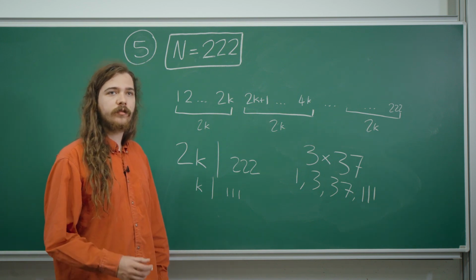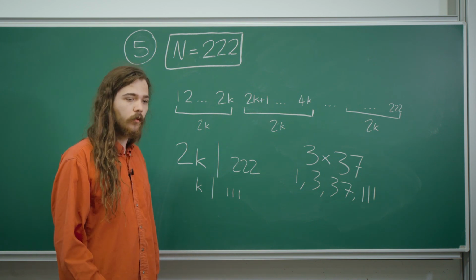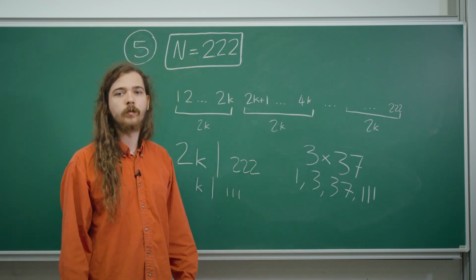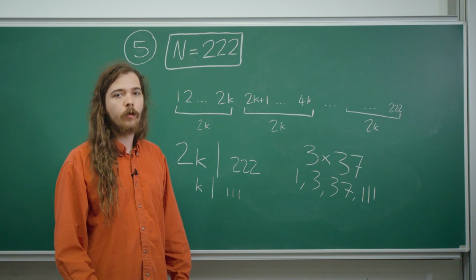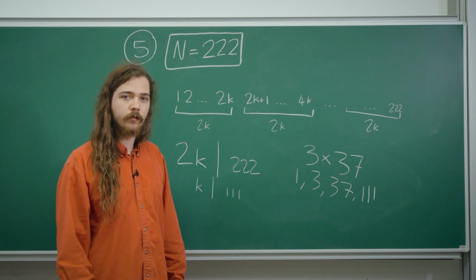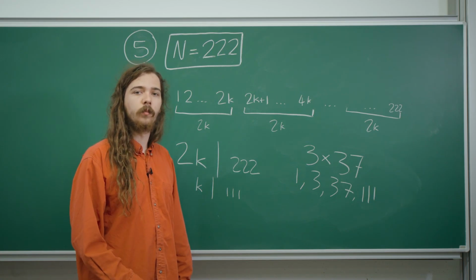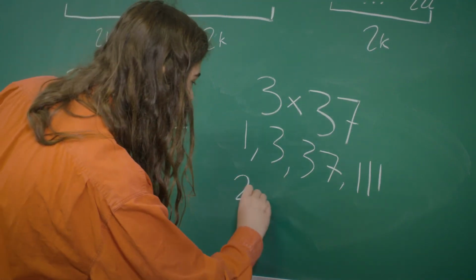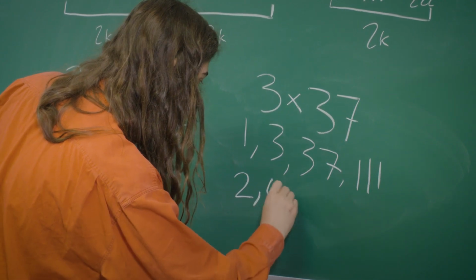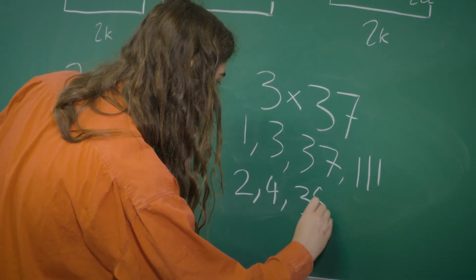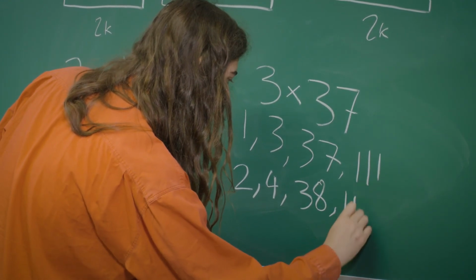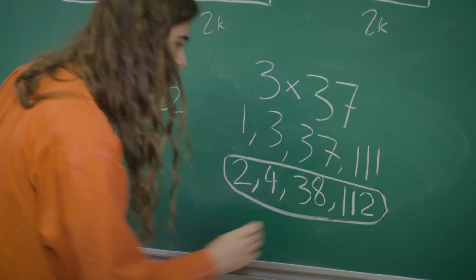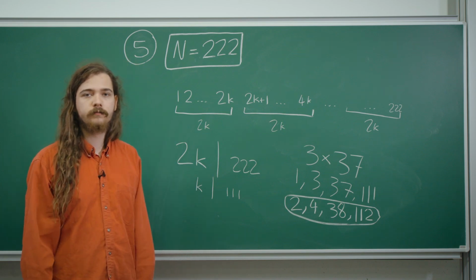So to finish part D, all we need to say is for each of these values of k, which number will be opposite 1. 1 can only be opposite a number that is greater than 1, so it must be opposite the number 1 plus k. And the numbers that 1 could be opposite are 2, 4, 38, or 112. And those are our answers.